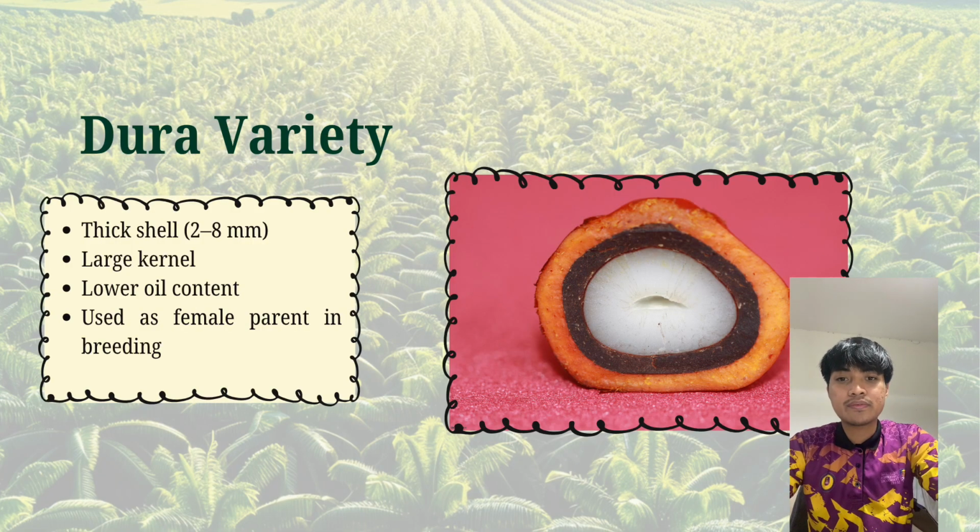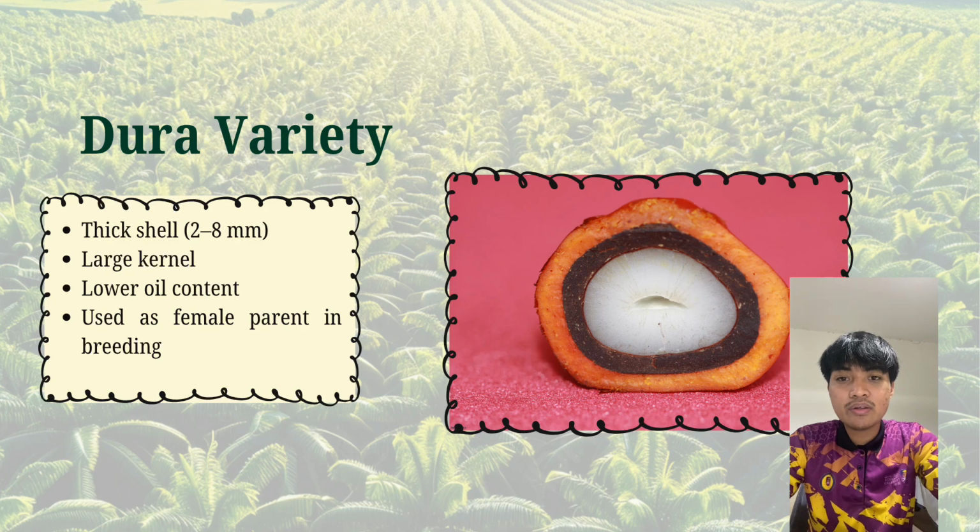Okay, the first variety is Dura. Dura fruits have thick shells, usually around 2 to 8 millimeters thick. They also have larger kernels and lower mesocarp content compared to other varieties. Because the shell is thick, the amount of oil that can be extracted from the fruit is lower.